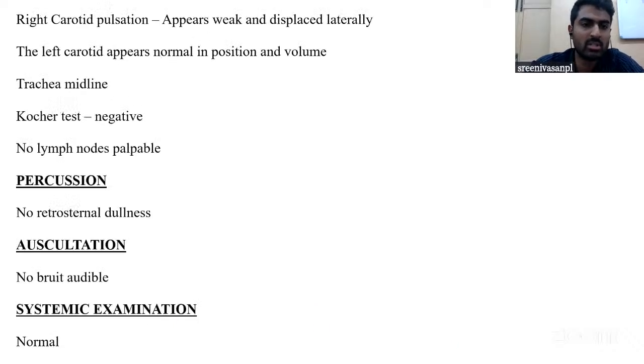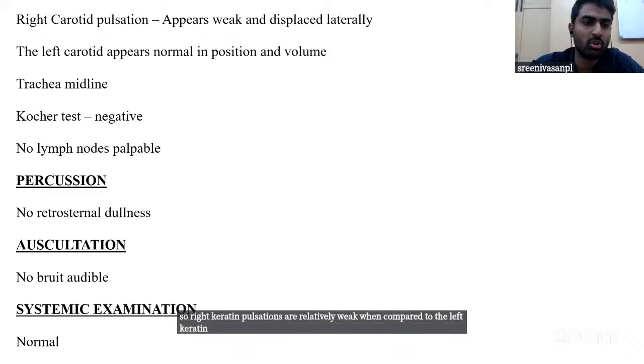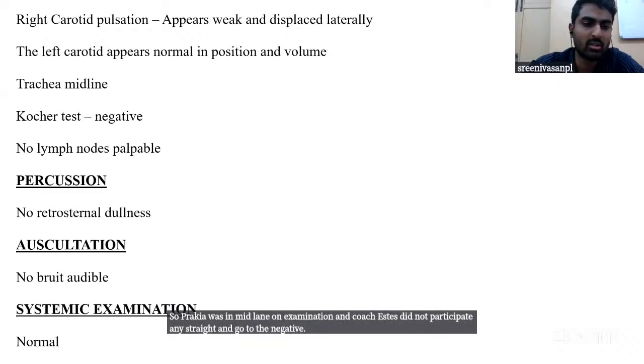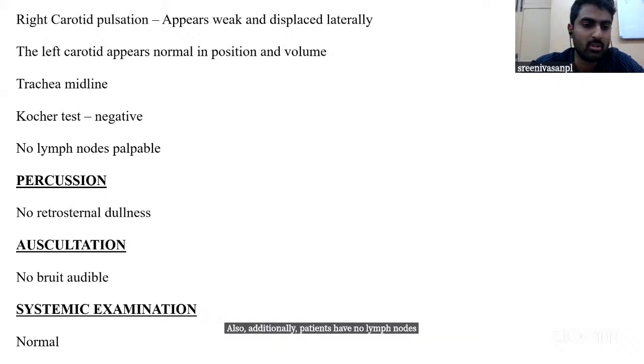So, right carotid pulsations are relatively weak when compared to the left carotid, which was normal in volume. So, trachea was in midline on examination, and Kocher's test did not precipitate any stridor and was negative. Also, additionally, patient had no lymph nodes on palpation. So, percussion revealed no retrosternal dullness. Auscultation, no bruit was audible. So, systemic examination was unremarkable.